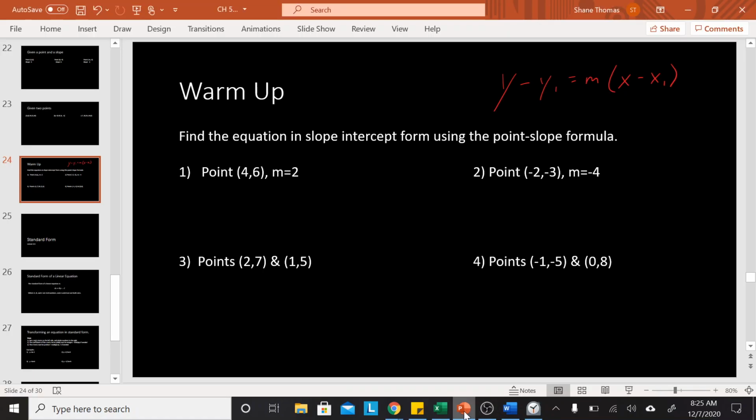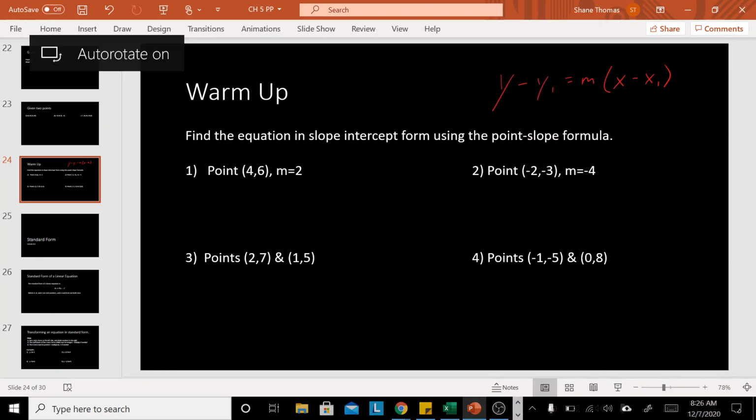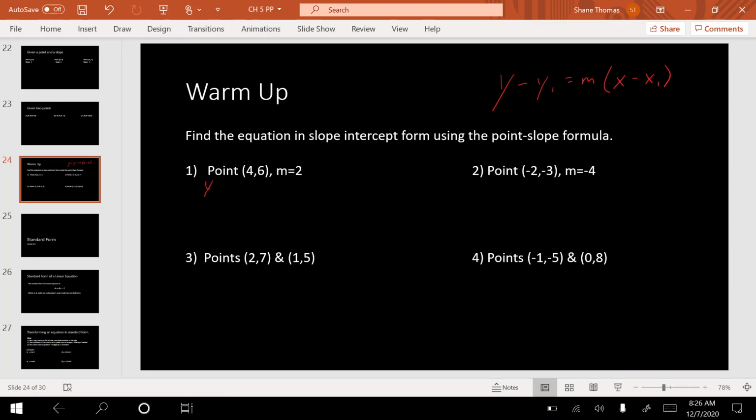All right, so this is what we did on Thursday. Thursday is using the point-slope formula: y minus y1 equals m times x minus x1. So all you have to do is plug in your point, plug in your slope, and then simplify from there. So on the first one, we should have y minus my y term, which is 6, equals my slope, x minus my x term, which is 4.